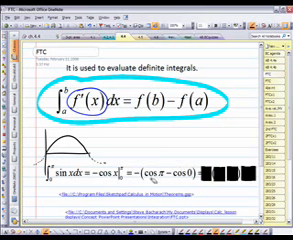And then we evaluate cosine pi, cosine 0. Cosine pi is negative 1, minus cosine 0, so minus 1. So you end up getting exactly 2. So this area is 2. That's not an approximation. That is an exact value. The area under sine x from 0 to pi is exactly 2.